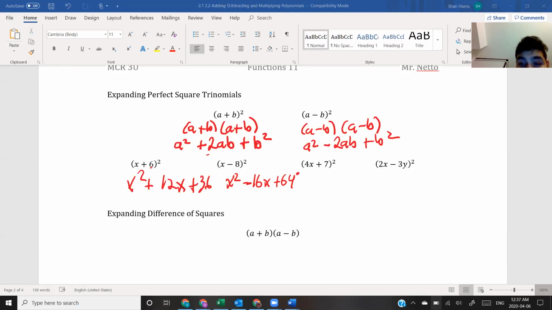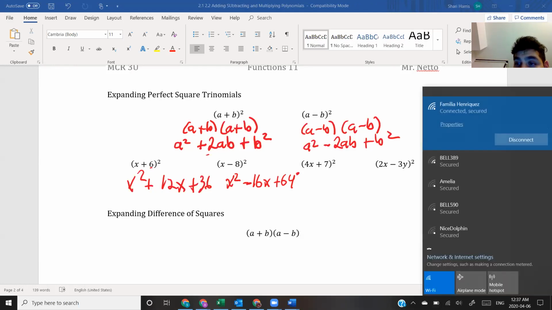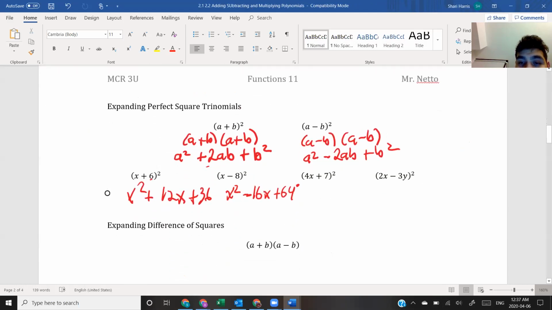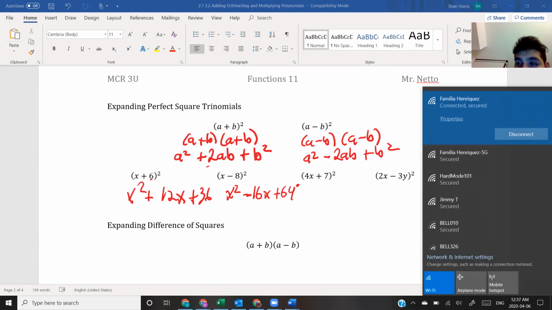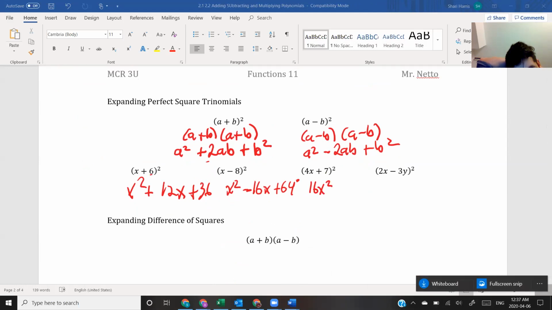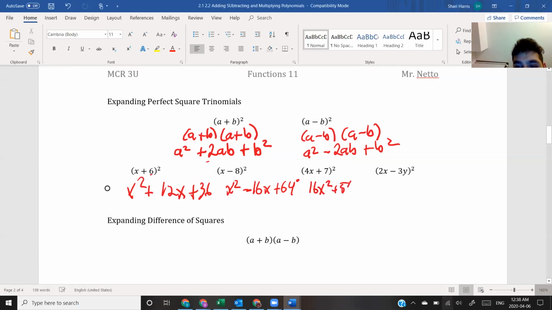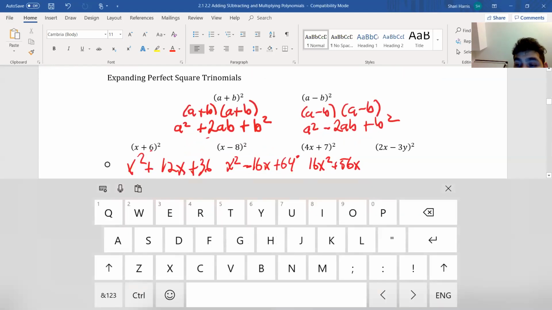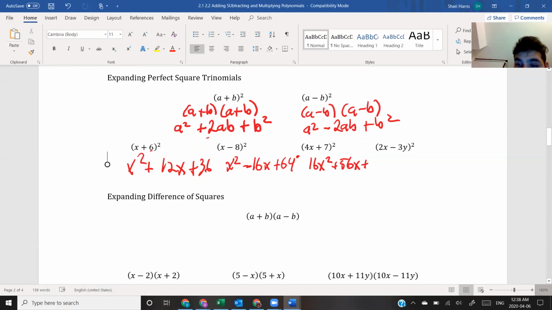4x plus 7 squared is a squared. So 4x squared is 16x squared. 2 times 4x is 8x times 7 is 56x. And then 7 squared is 49.